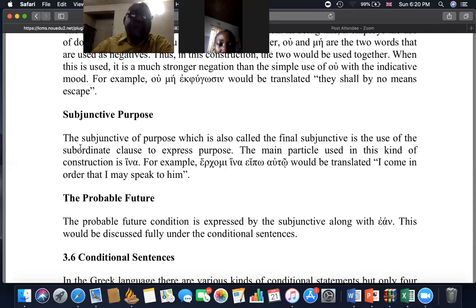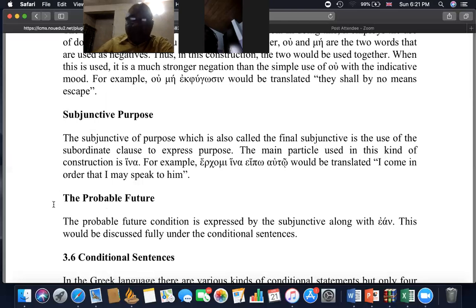All right. The subjunctive of purpose is also called the final subjunctive, and it is the use of the subordinate clause to express purpose. The main particle used in this kind of construction is hina. For example, erchomai hina eipō autō, which will be translated, I come in order that I may speak to him.